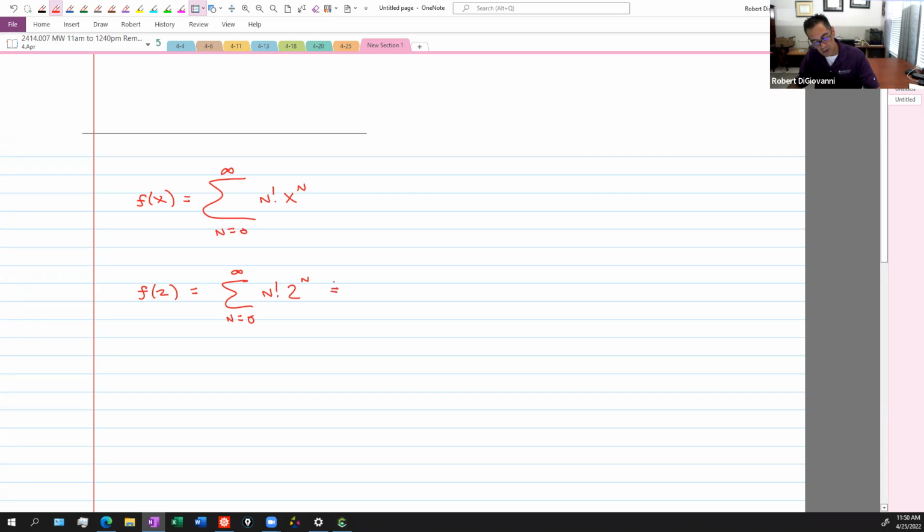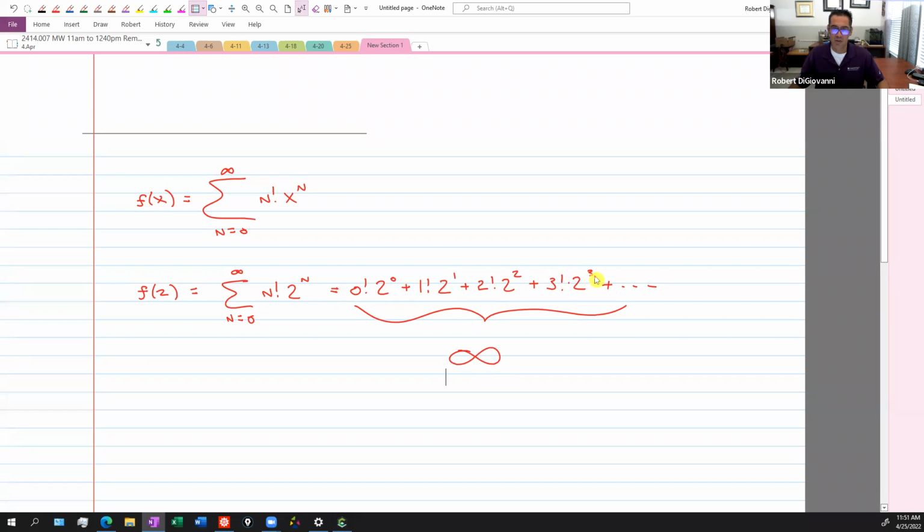Let's start plugging in values of n. This is 0 factorial 2 to the 0 plus 1 factorial 2 to the first plus 2 factorial 2 squared, and then 3 factorial 2 to the third. Understand? I'm just replacing n with 0, then with 1, then with 2, then 3, and then I keep doing this forever. This is going to go to infinity. I mean, you can see the numbers are getting huge, right?